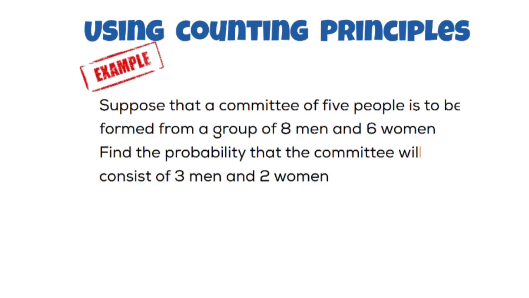Okay, let's move on to a different thing. As promised, I said we'd use some of our counting principles. So let's say you have a committee of 5 people. They're going to be formed from a group of 8 men and 6 women. Find the probability that the committee will consist of 3 men and 2 women. So to do this, you're going to have successes over total still, because we're doing probability. A success is actually having this happen. The total is the fact that you're just creating the committee.